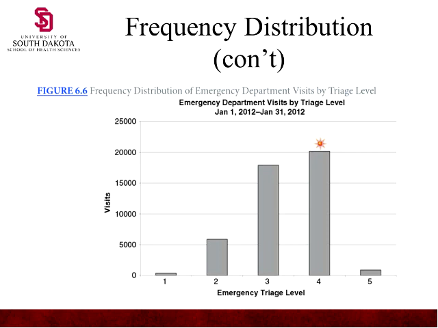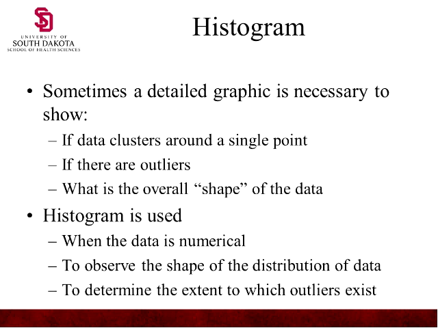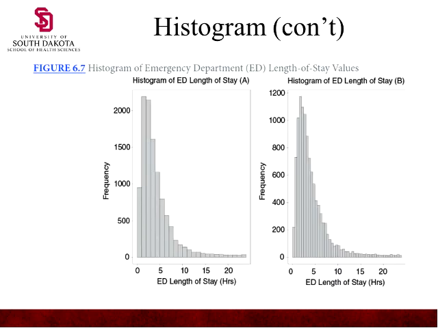Why are ours worse? What do we supply that's different? If the answer is none, then you have to go and see how we're triaging those patients and see if that's correct. We can also use a histogram, because sometimes a detailed graphic is necessary to show if the data clusters around a single point, if there are outliers, and what the overall shape of the data is. A histogram is used when the data is numerical to observe the shape of the distribution of the data and determine the extent by which the outliers exist.